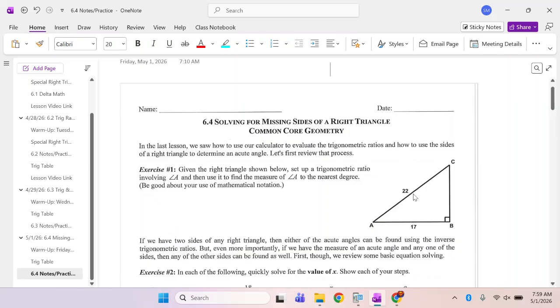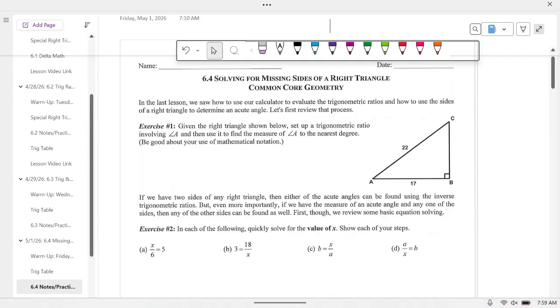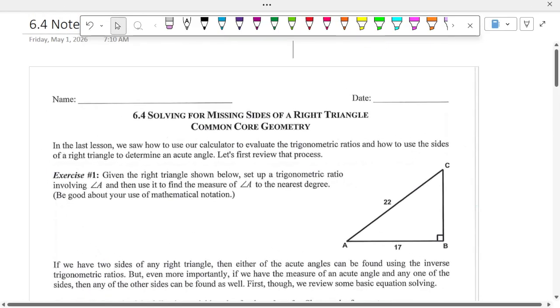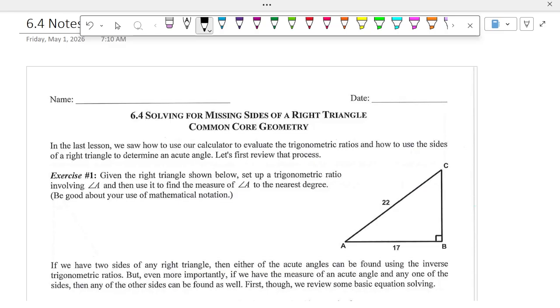So Wednesday, we talked about how to find angles using trig. Now, before we even get into anything, let's first review SOHCAHTOA, because again, we're going to be using that pretty much exclusively today.